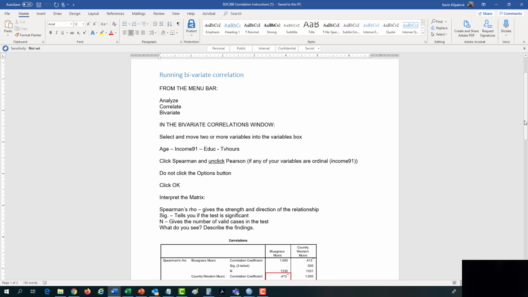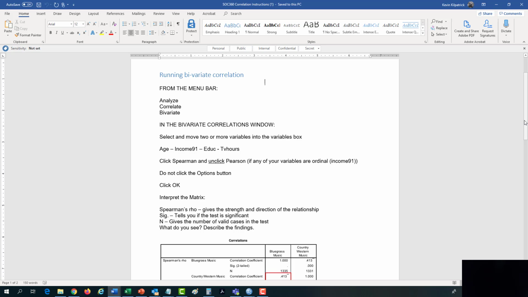Then a little window pops up, and this one's different, right? Remember in crosstabs, you had a row and a column box. Here in correlation, you only have one box, and you just throw all the variables you want in there. So select and move 2 or more variables into the variables box. The example that I'm going to do is we're going to put age, income 91, education, and TV hours into our correlation analysis.